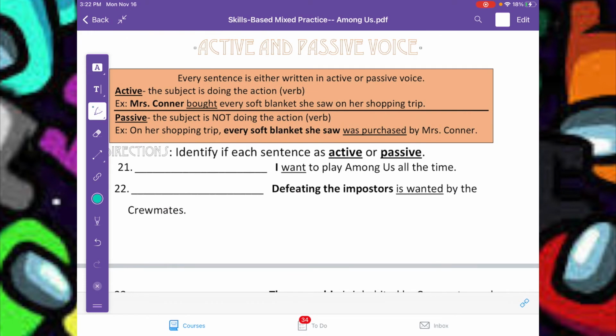Active and passive voice. That's the next section. Active voice is the subject is doing the action. Passive is the subject is receiving the action. Passive voice always has helping verbs with the main verb.